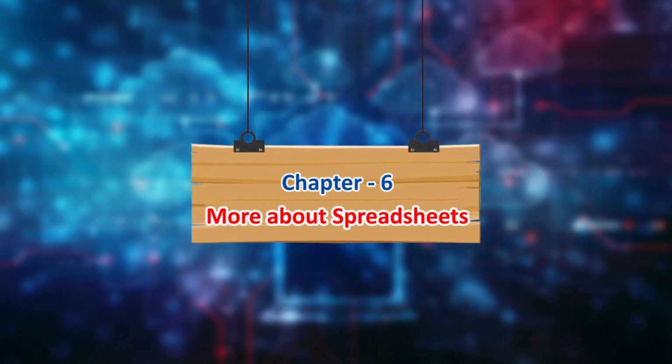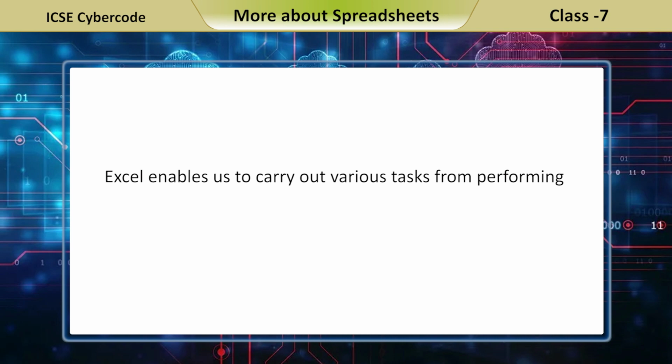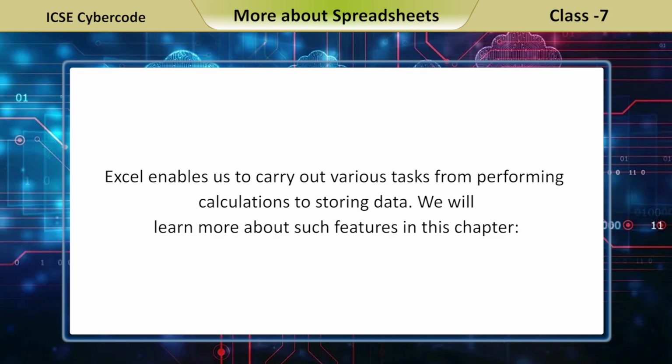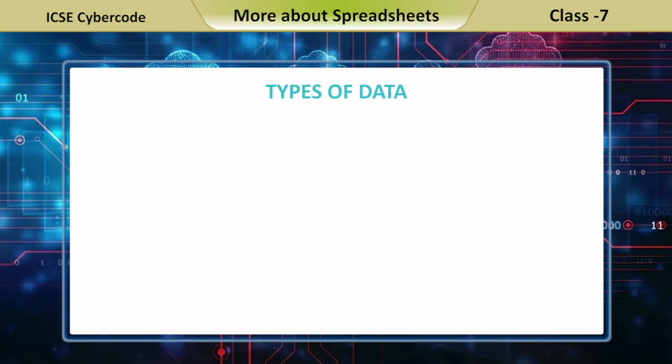Chapter 6. More about spreadsheets. Excel enables us to carry out various tasks from performing calculations to storing data. We will learn more about such features in this chapter. Types of data. Excel has the following data types.